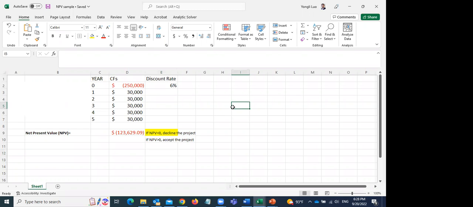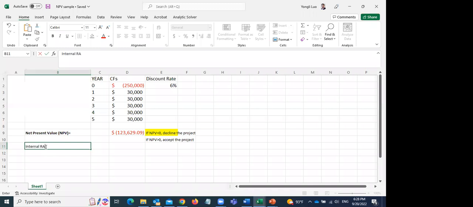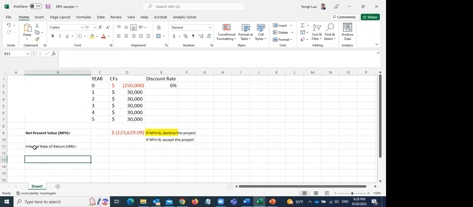I would like to introduce is called internal rate of return. We call this one IRR. The IRR function, which is an internal rate of return, is also a good way to do capital budgeting.